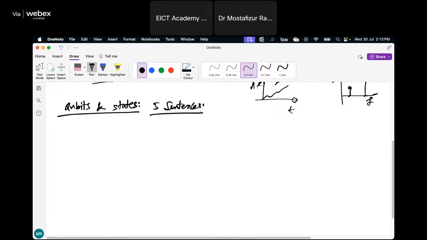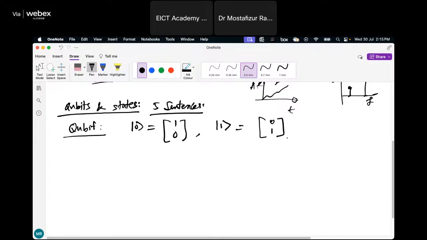First is the information, that is the qubit, right? And the basis of information here is the state vector: computational basis ket 0, which is the column vector (1, 0), and ket 1, that is (0, 1), right? These are called the computational basis states. This basis comes from linear algebra basis states.